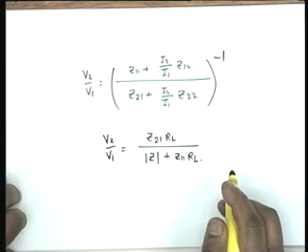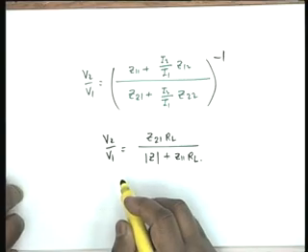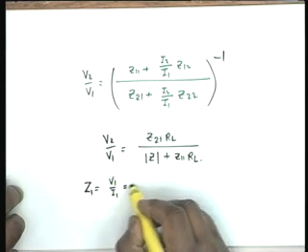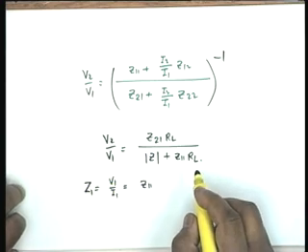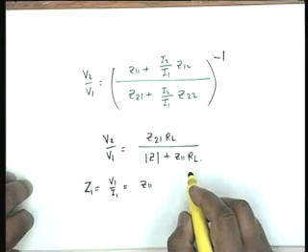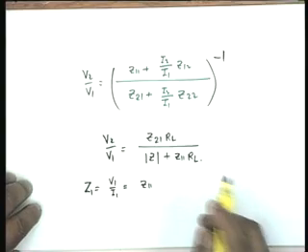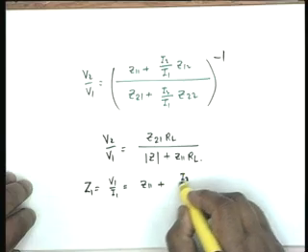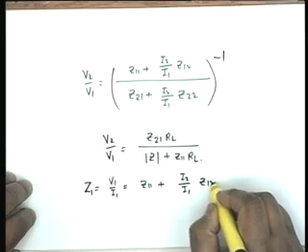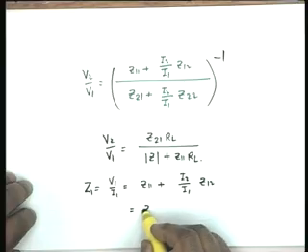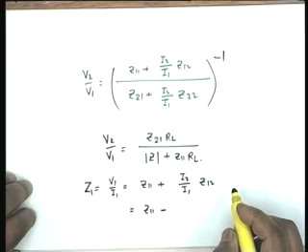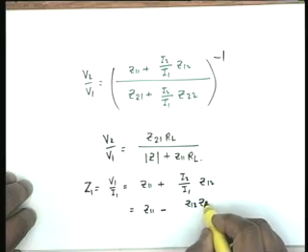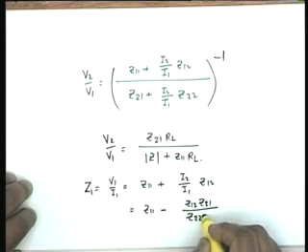The other question to be answered is V1 by I1. So the impedance Z1, which is equal to V1 by I1, obviously is Z11 if I take the original equation, V1 equal to I1 Z11 plus I2 Z12. It would be Z11 plus I2 by I1 Z12, which is equal to Z11 minus, substituting for I2 by I1, Z12 Z21 divided by Z22 plus RL.